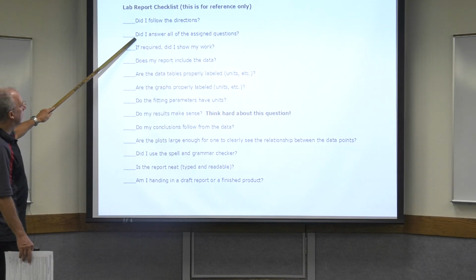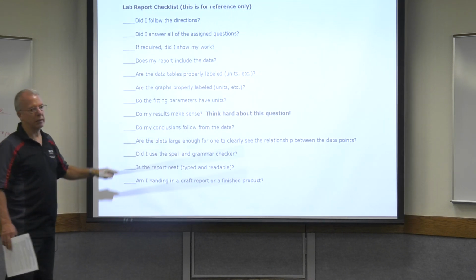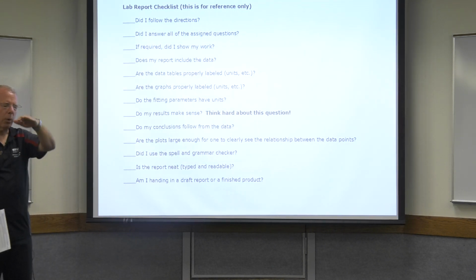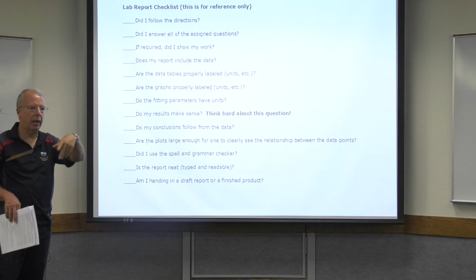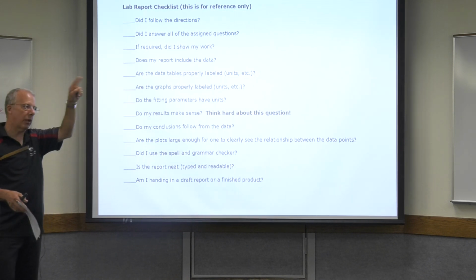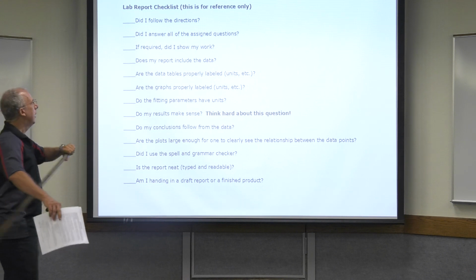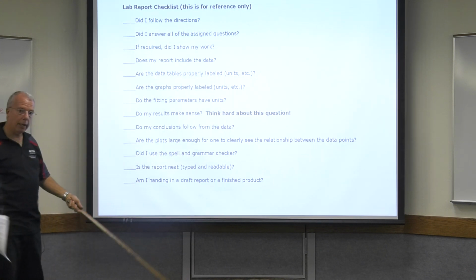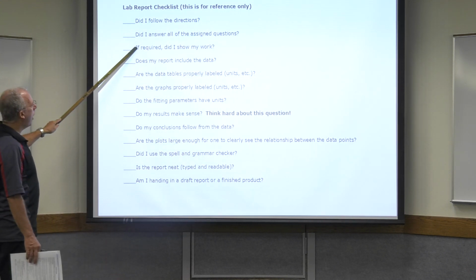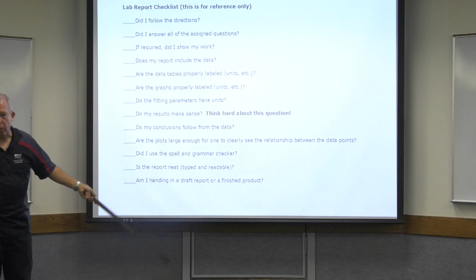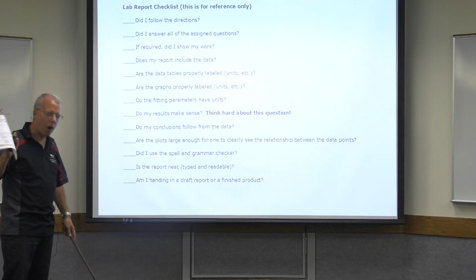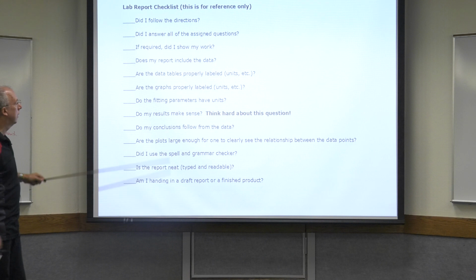Number 2, did I answer all of the assigned questions? In your lab handout, I have questions kind of scattered here and there. It's super obvious. It says question number 1, question number 2, but if there's a question, you're going to answer it. If required, did I show my work? It's always required to show all of your work, even the trivial stuff.